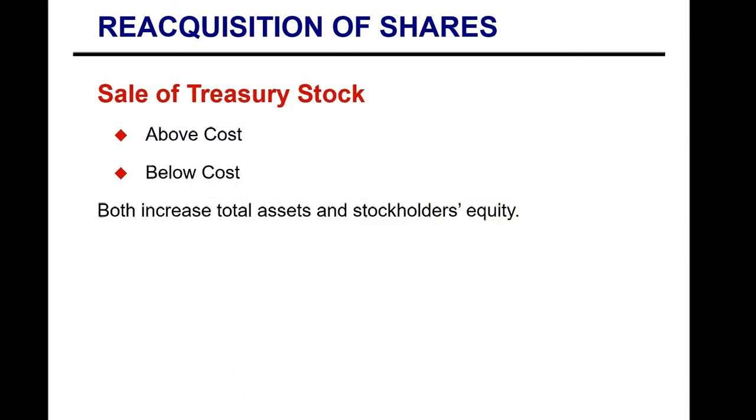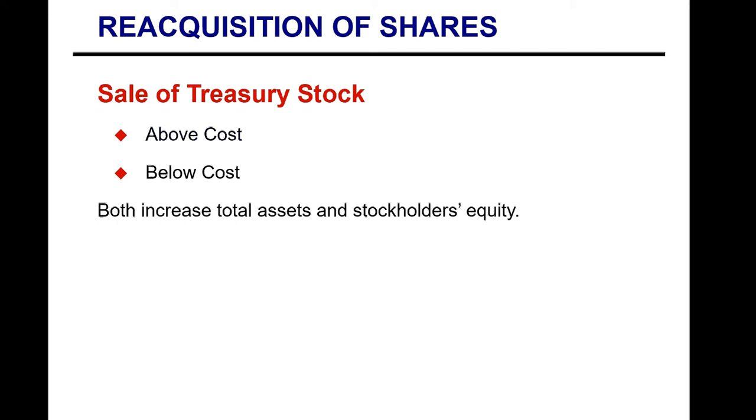Okay, so now we have a sale of this treasury stock. We initially sold a bunch of shares and got money. Now we're buying some of that back for reasons that we demonstrated in that first slide. And if we were to sell the same treasury stock again, if we were to sell it above cost, what would it look like? If we were to sell it below cost, what would it look like?